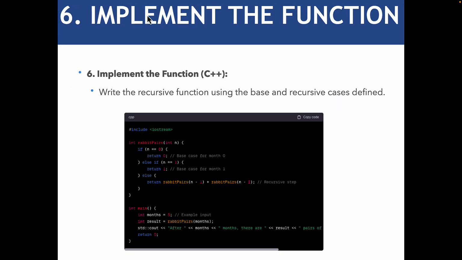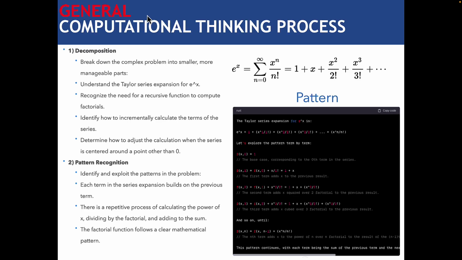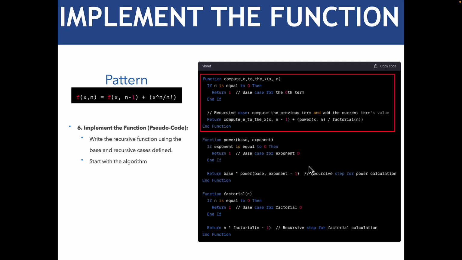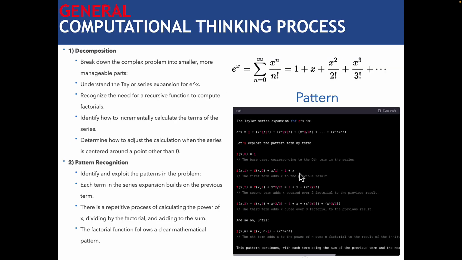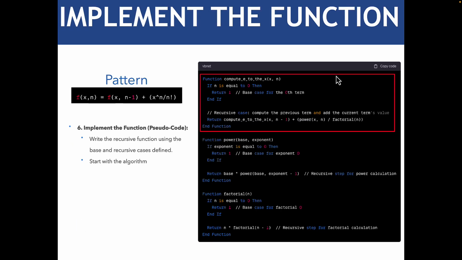Now, this is the description of the problem and how to find the pattern. And now, this is the algorithm. Of course, here we have 2 recursive functions. For the recursive exponential function, you also have to define the factorial that we did before. We can use it the same. Then this is the algorithm, very simple.